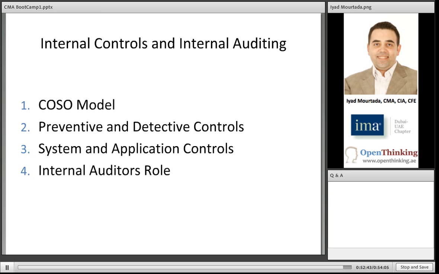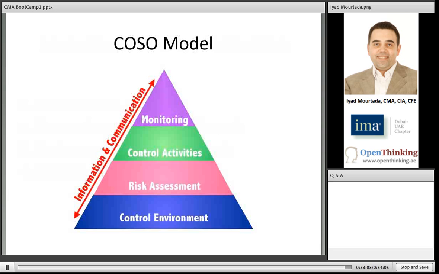After that, we look at the internal auditor's role. Internal auditors play a very important role in making sure that the management is doing it in the right way. So they go and audit whatever the management is doing, ensuring that they have the internal control, they assess the risk, they understand exactly what controls are implemented, making sure these controls are effective and give them feedback. So finally, if we look at the COSO model, we look at five items.